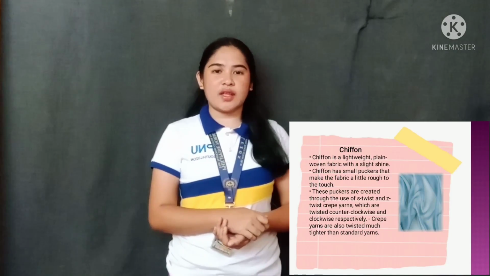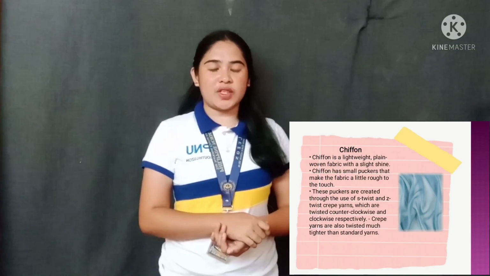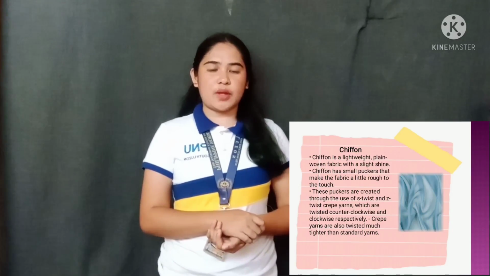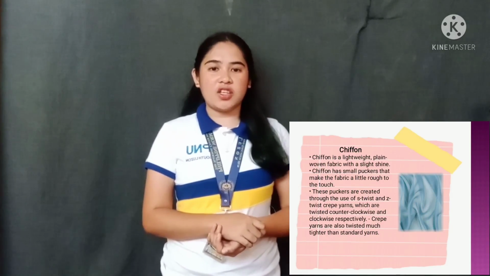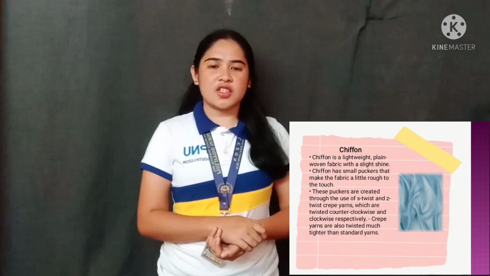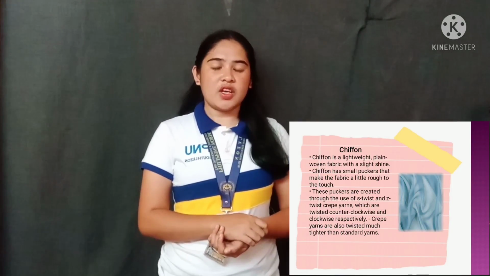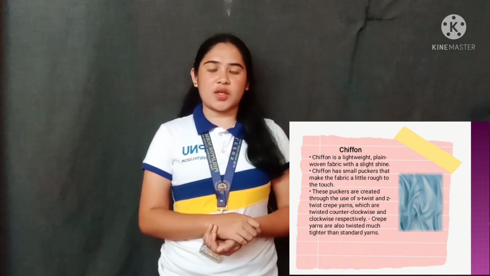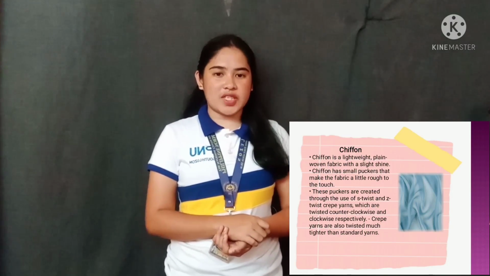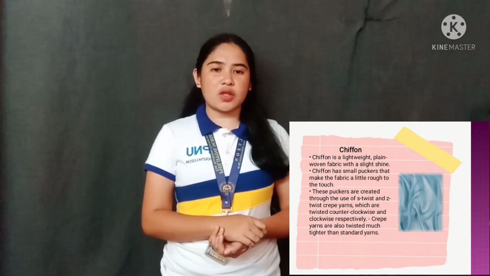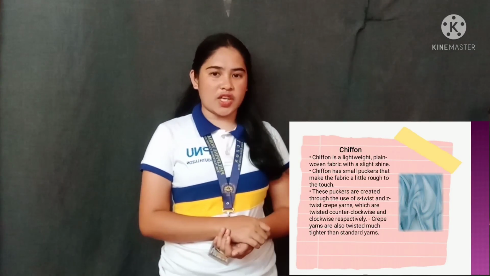Next is chiffon. Chiffon is a lightweight, plain woven fabric with a slight shine. Chiffon has small puckers that make the fabric a little rough to the touch. These puckers are created through the use of S-twist and C-twist clip yarns, which are twisted counterclockwise and clockwise respectively. Clip yarns are also twisted much tighter than standard yarns.